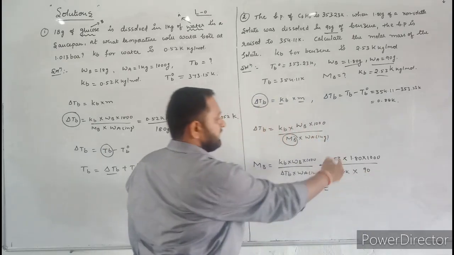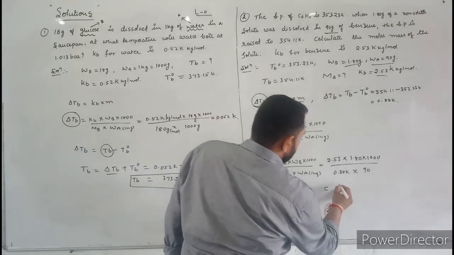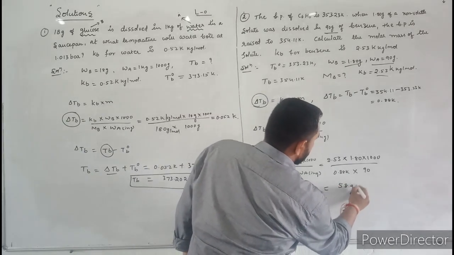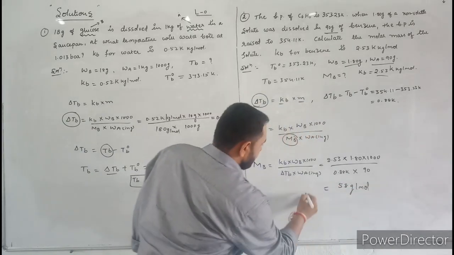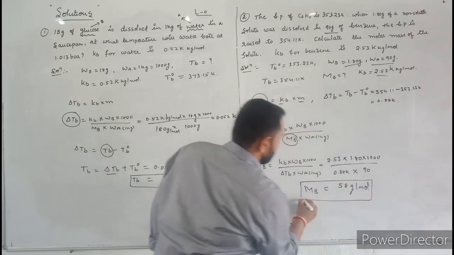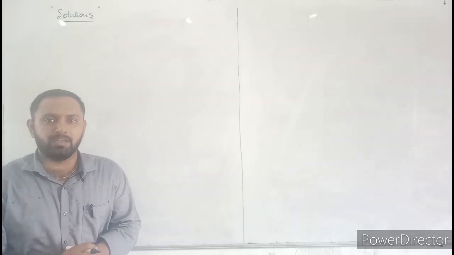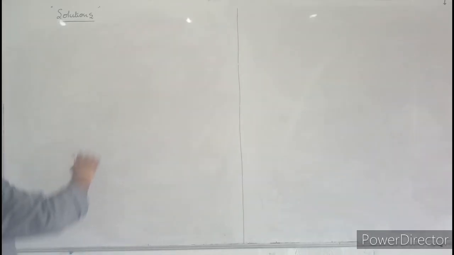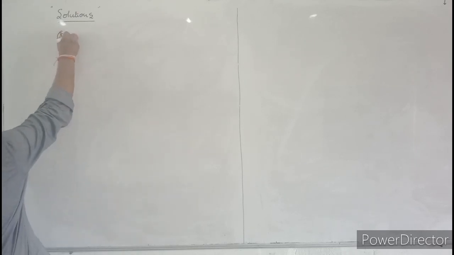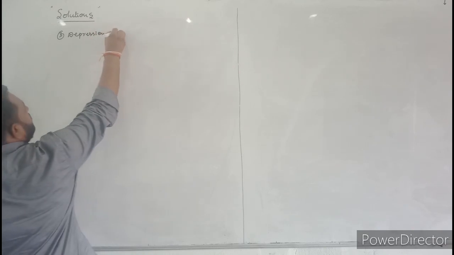Just simplify this one. If you simplify this, you will get nearly 58 gram per mole. This is the molar mass of non-volatile solute. Next, let us discuss depression in freezing point.